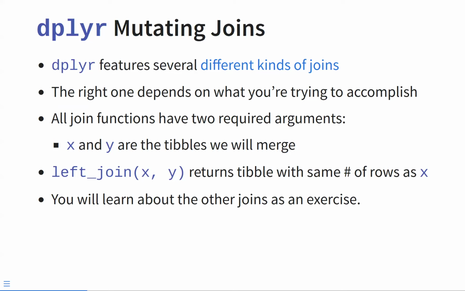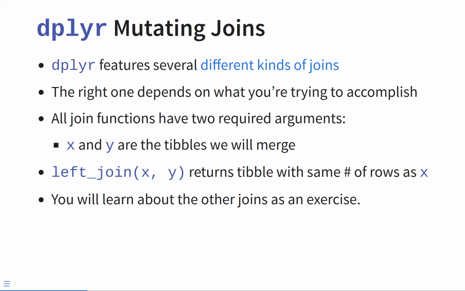Okay, so as I mentioned, dplyr has something called mutating joins, and these are many different ways of trying to merge two data sets together that have a kind of common structure, but which one to use depends on what you want to achieve. So all of these join functions have two required arguments. X and Y are the tibbles that we want to merge. So we're going to start off with a left join, and you're actually going to learn about the other joins as an exercise, because we're reaching the point in the course now where I hope you're starting to feel a little more comfortable consulting the documentation for different packages and the help files.